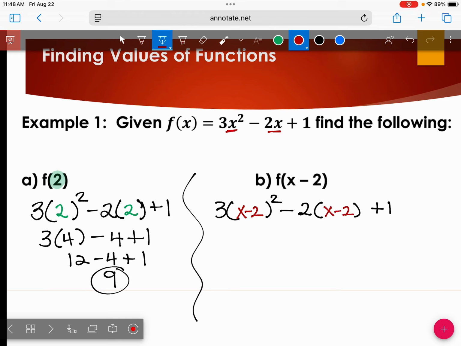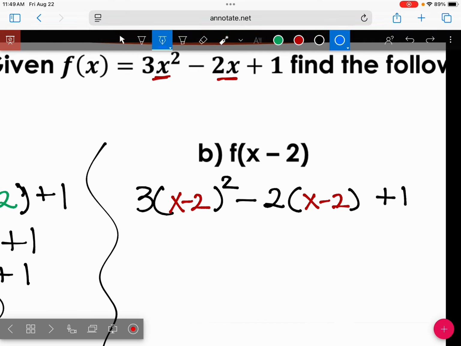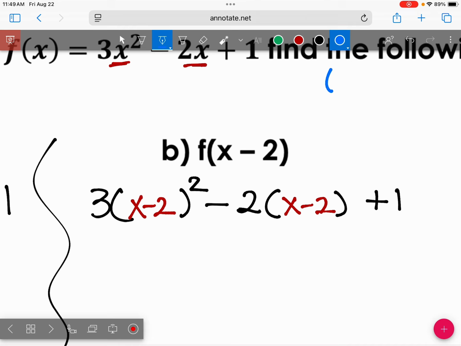So when you see a question like this on the quiz, September 3rd, one of the biggest mistakes that students will make is they will try to just distribute this exponent and say that x minus 2 squared is x squared plus 4. And that is not correct. In order to square it, remember that means I'm taking x minus 2 times x minus 2.